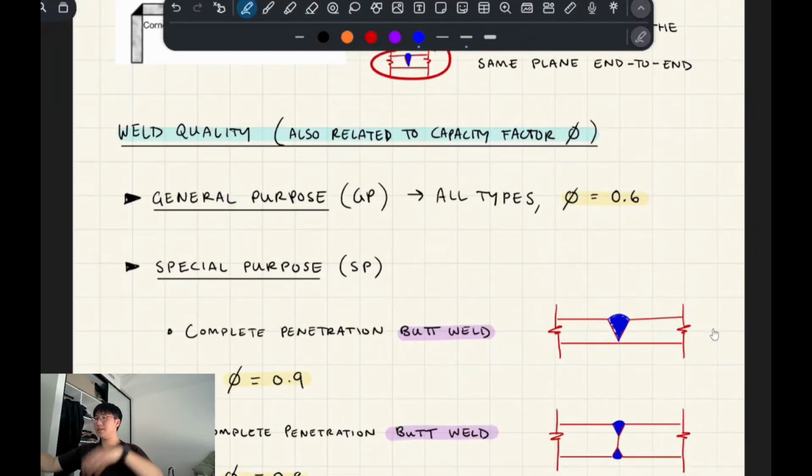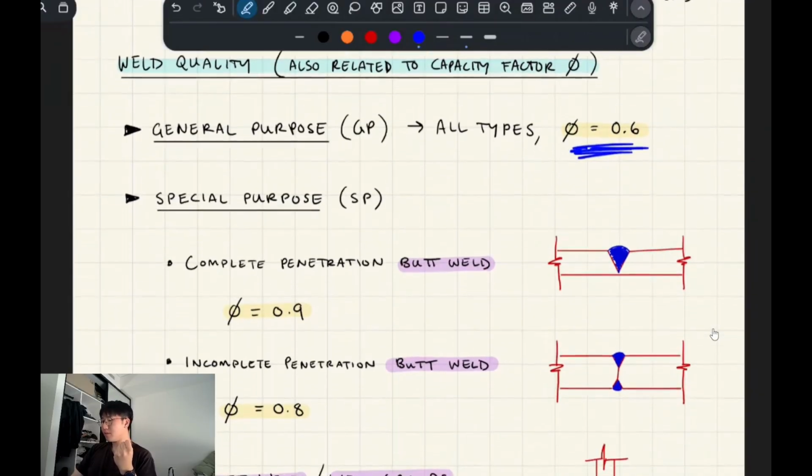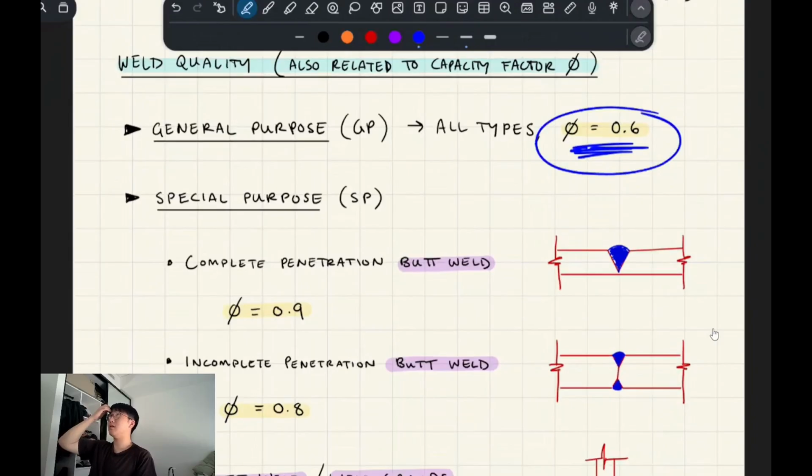Weld quality. In the code it's called general purpose welds or special purpose welds. Essentially what this breaks down to is that general purpose welds are site welds, where the weld is less reliable, so you apply a lower, oh sorry, not a lower safety factor, a lower capacity factor, right?